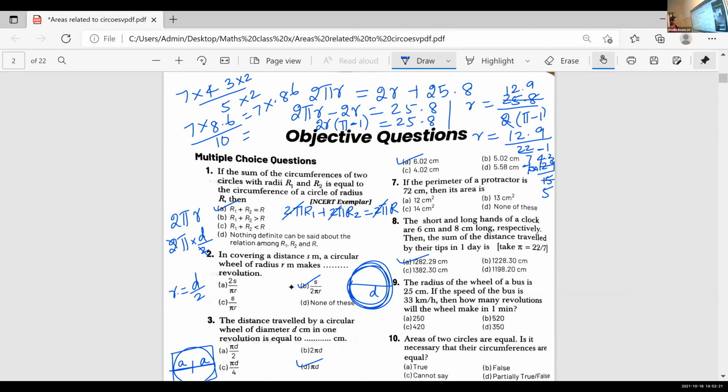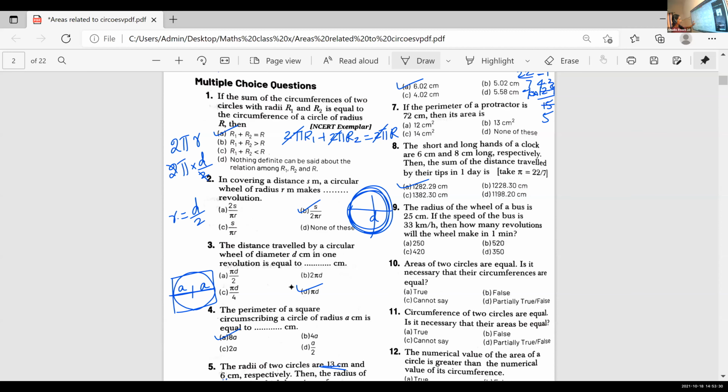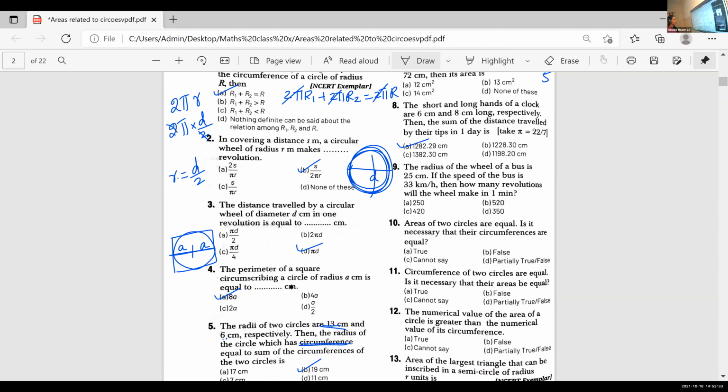Okay. Now look at the next one, the 11th one. Areas of two circles are equal. Is it necessary that their circumferences are equal? Areas are equal, therefore will their circumferences be equal?